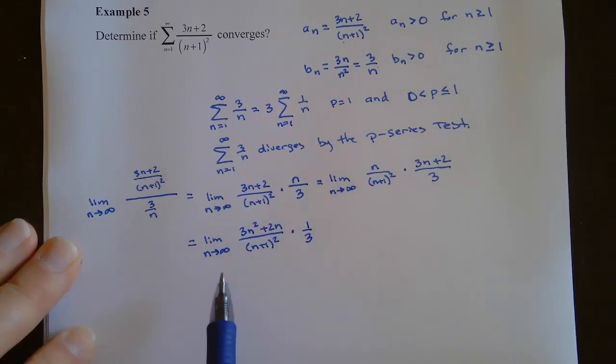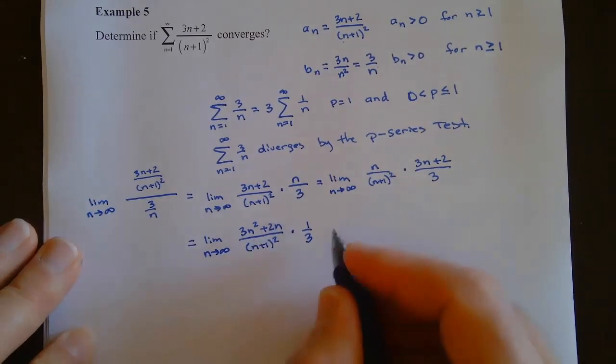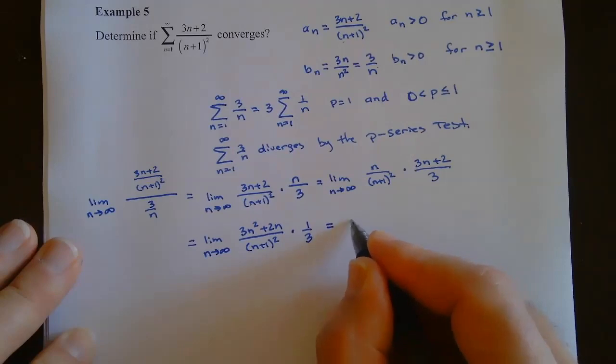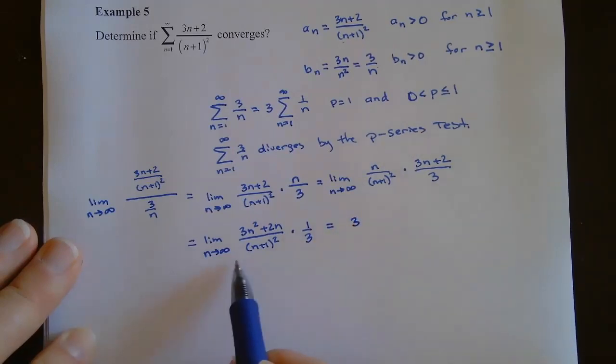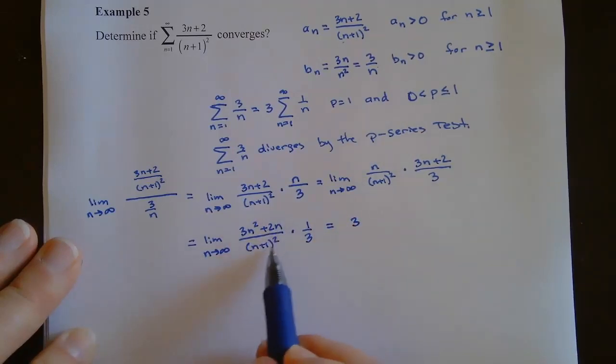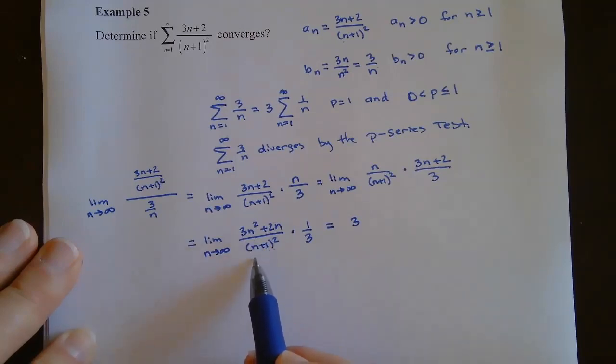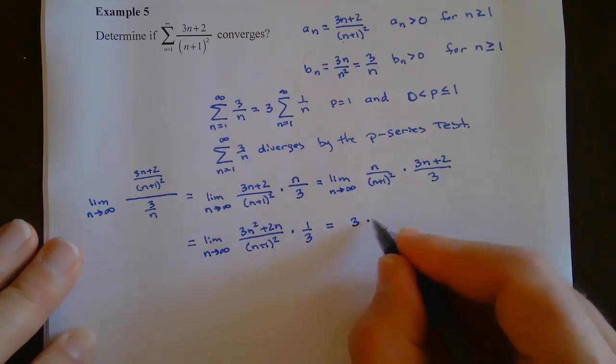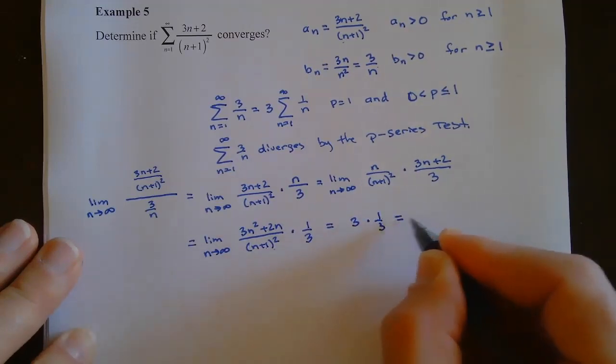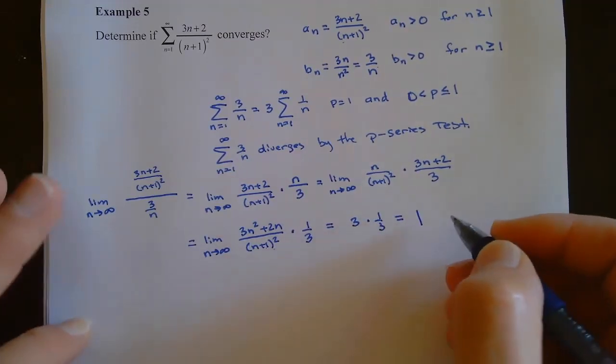Now what happens as n goes to infinity? Well, this is 3n squared over n squared. We look at the magnitude of the numerator and the magnitude of the denominator. They're both n squared, so this becomes 3, because as n goes to infinity, the 2n and all the extra terms in the denominator are going to cancel out. You're going to be left with 3n squared over n squared, which becomes 3, times 1/3, which is equal to 1.